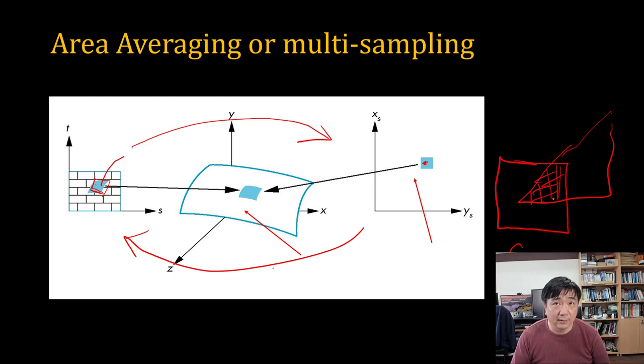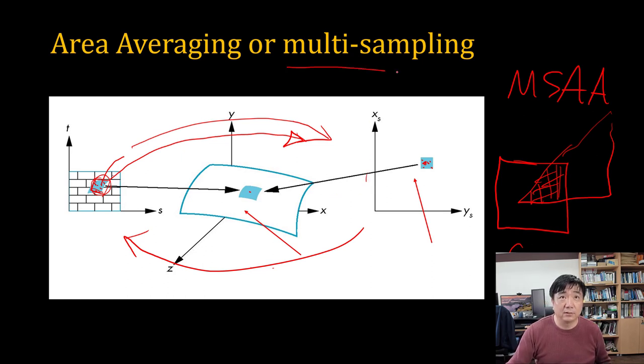We can think of it like multi-sampling, MSAA. We send multiple samples, and they go to multiple positions. Then we get multiple values and can average them. With that, we can get a much more precise, anti-aliased image, okay?